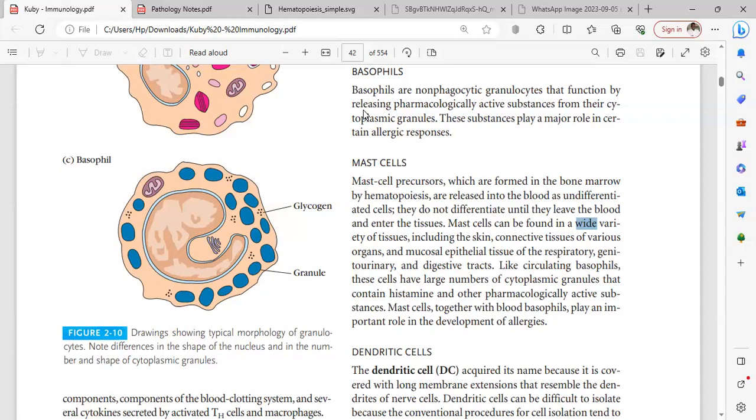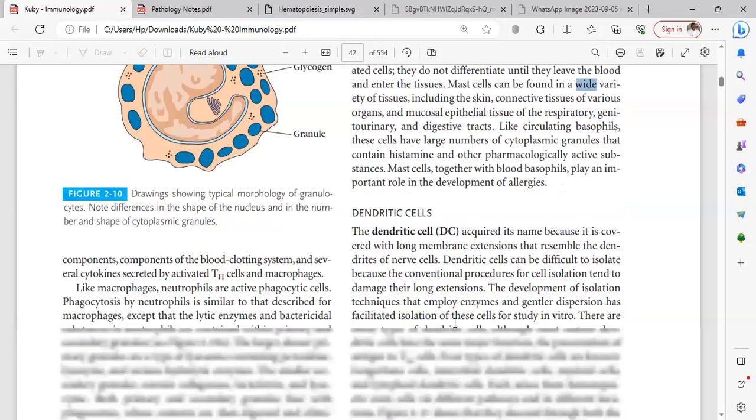So mast cells, together with the basophils, when combined, play a major role in the development of allergic responses. That's one of the major things that you need to know about mast cells. So mast cells with basophils play a major role in allergic responses. So that's it for mast cells.